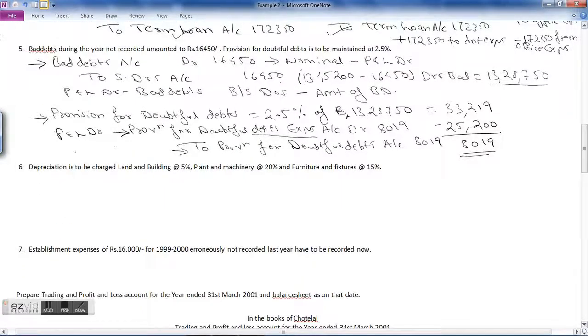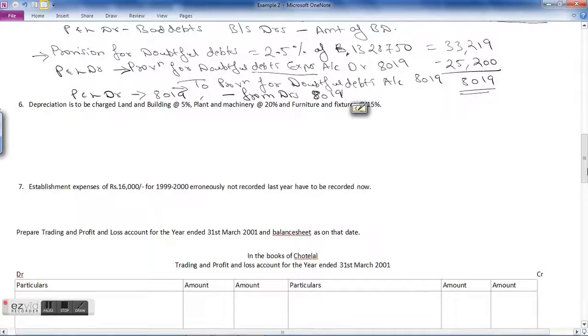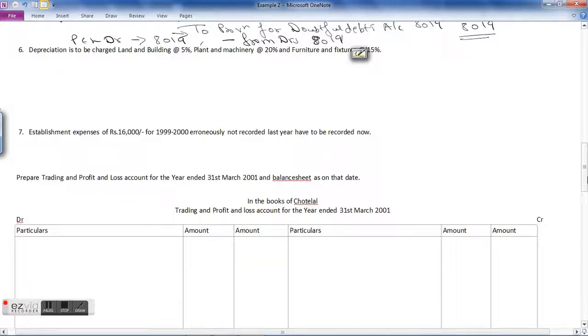So the two effects of this transaction will be: P&L debit side, additional provision you have to add 8019, and the second effect will be to reduce from debtors the additional provision of 8019. So the total amount that will be reduced from debtors is 25,200, which is there in your trial balance, plus 8019. Okay, now we move on to the next adjustment.